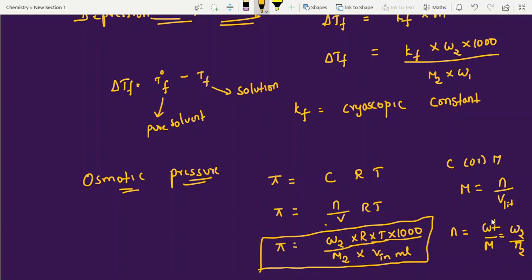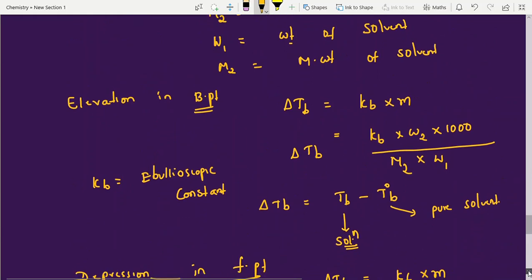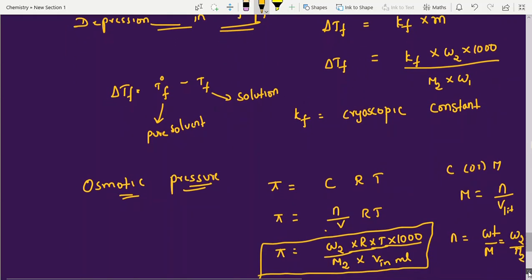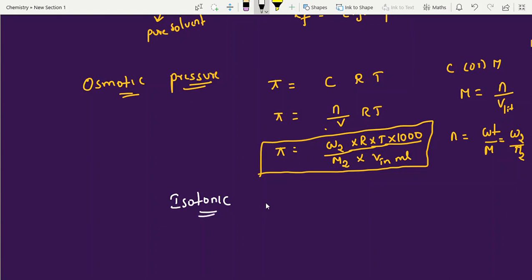Okay, next, another formula in osmotic pressure, which is a frequently asked question in isotonic solutions. For isotonic solutions also, one formula is there. Let me complete that point. So isotonic solutions is nothing but the same osmotic pressure. That is pi 1 equal to pi 2. When osmotic pressures are the same, we call it isotonic.